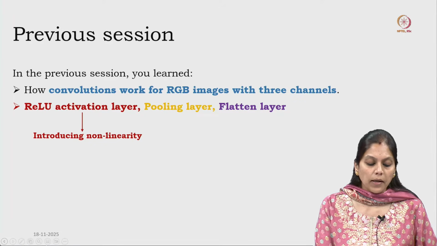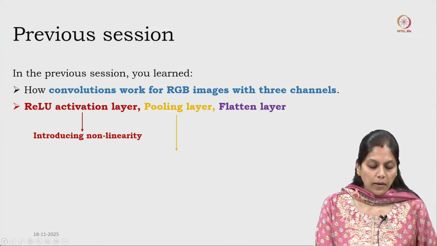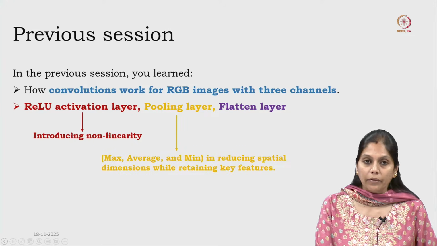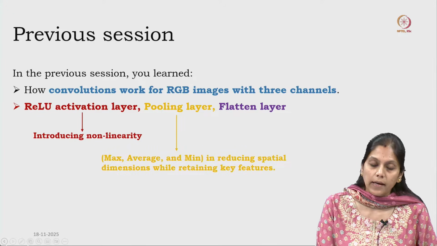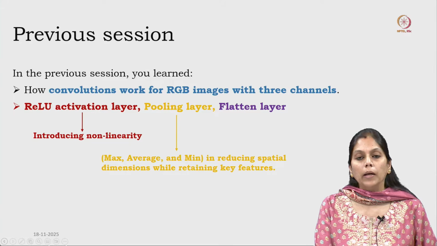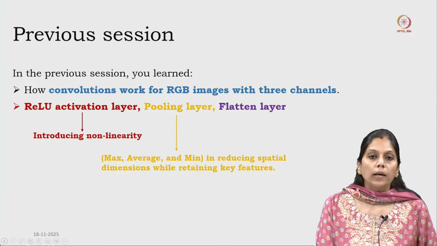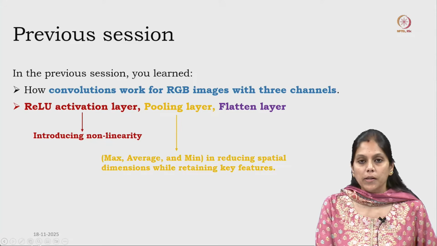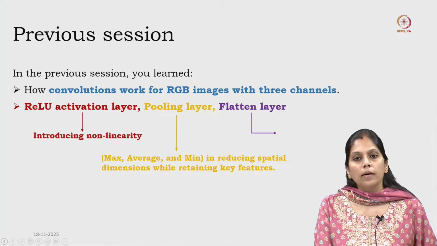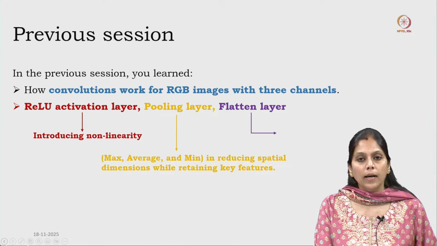And then we have seen the pooling layer, and in pooling we have 3 different types: max, average and minimum pooling. This is mainly used to reduce the spatial dimension while retaining the key features. And last, we have seen the flatten layer.